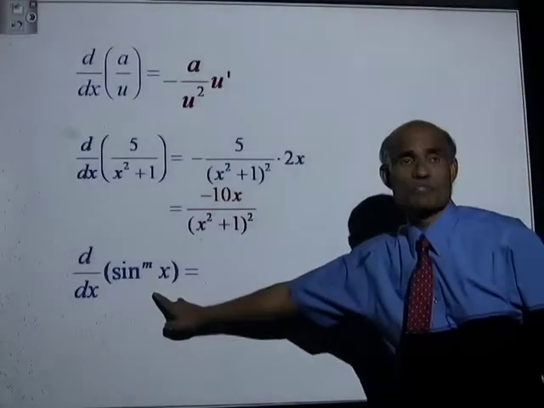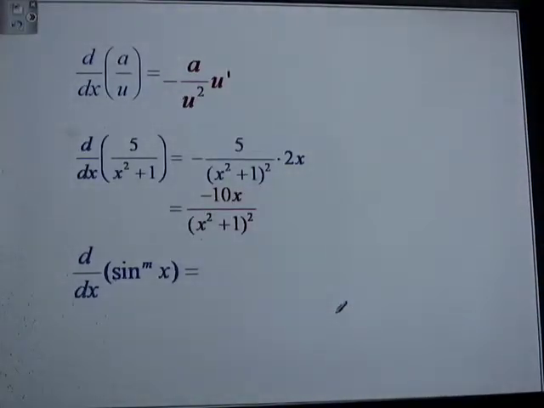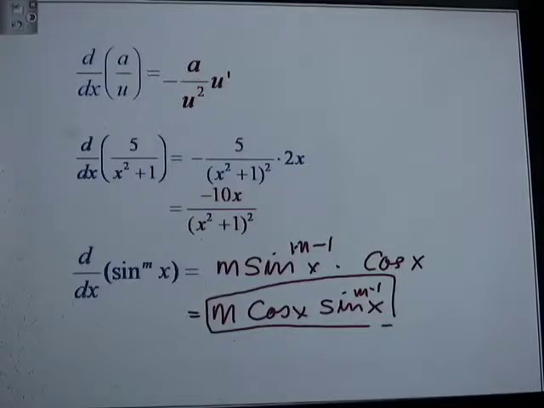Let's look at the derivative of this one more time, because I had actually a small error in the PowerPoint. This will be sine to the power of m x. The derivative will be m sine to the power of m minus 1 x times the derivative of sine x, which is cos x. So the derivative there will be m cos x times sine to the power of m minus 1 x. Yes, that is the derivative of the quantity.